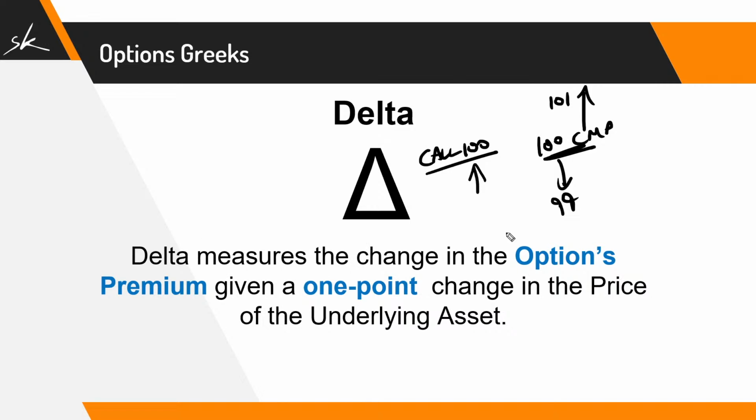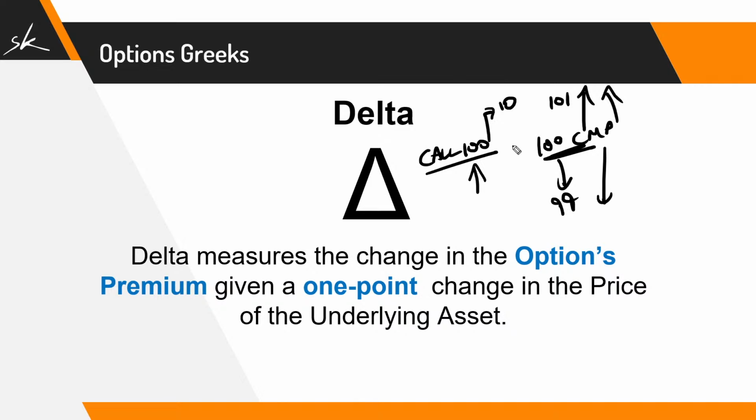So delta measures the change in the option's premium. Let's imagine when I bought this option, maybe it was for 10 rupees. What is going to be the premium if the price of the underlying goes from 100 to 101, or if it goes from 100 to 99?